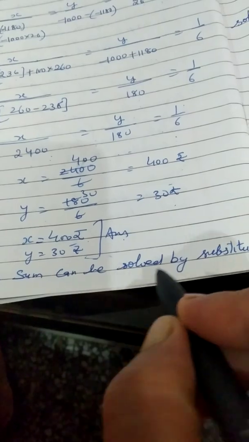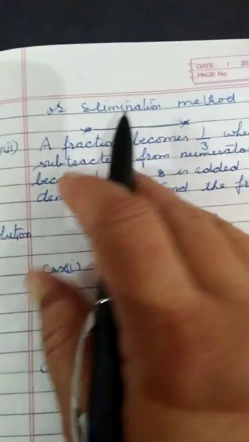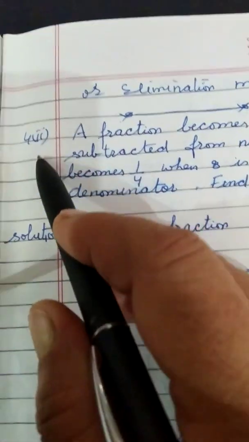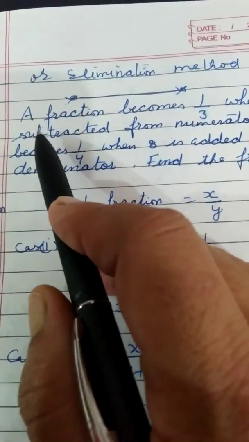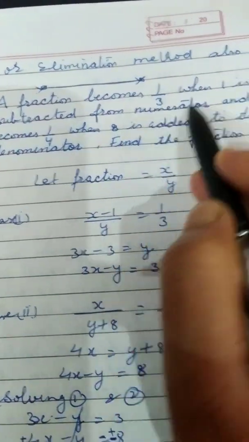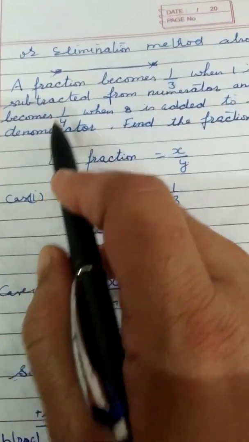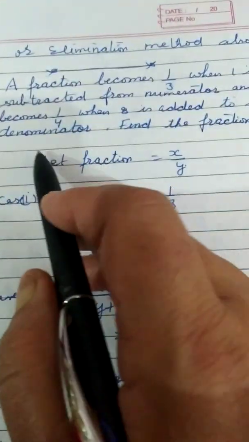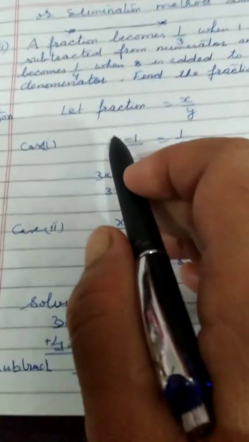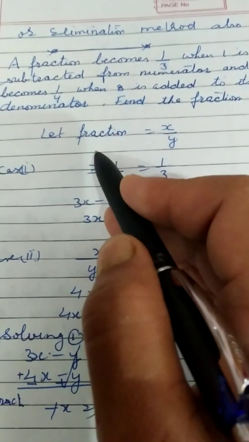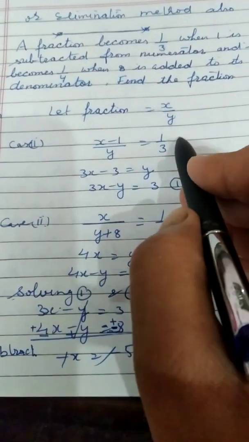The sum can be solved by substitution or elimination method also. The next question is, now you should try this question by elimination method and substitution method. Now the next question is fourth question, second part. A fraction becomes 1 by 3 when 1 is subtracted from numerator, and it becomes 1 by 4 when 8 is added to the denominator. Find the fraction. Now obviously we will consider the fraction, that the thing we are to find out, that we consider always. Then let fraction is x upon y.